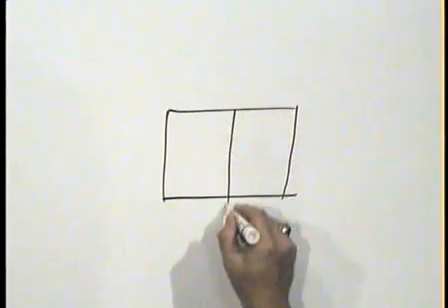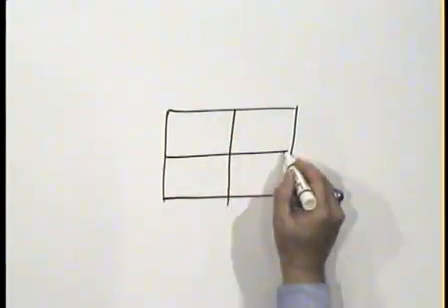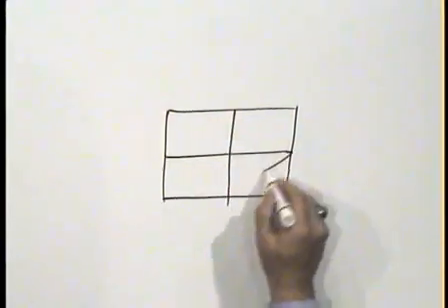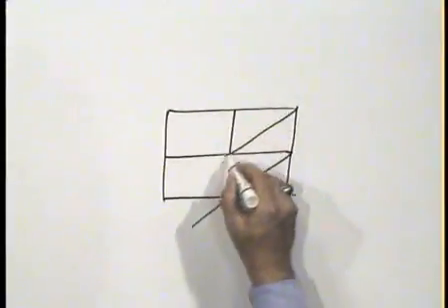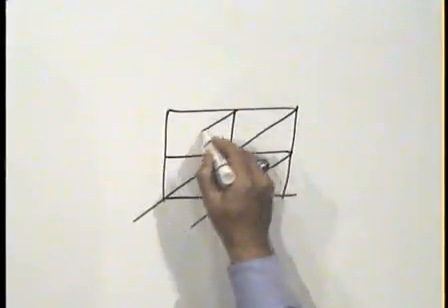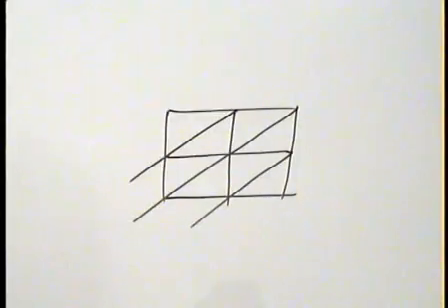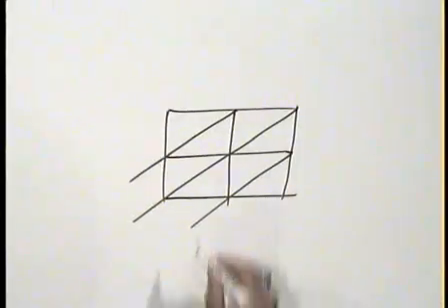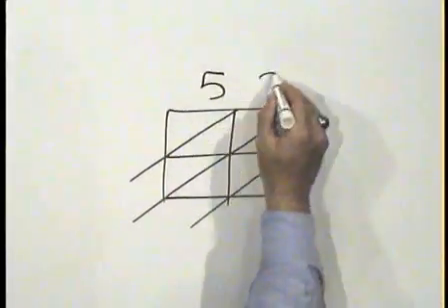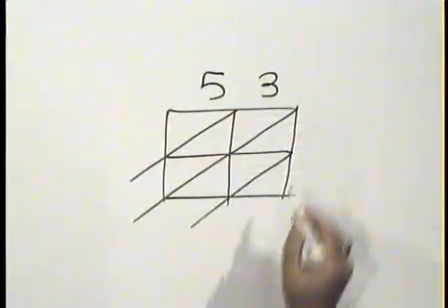So we'll go ahead and set up for a 2-digit by 2-digit lattice, connect the corners, and again, it's really important. It's not important that the lines are straight. If your hands are shaky, that's okay. And we're going to do 53 times 72.